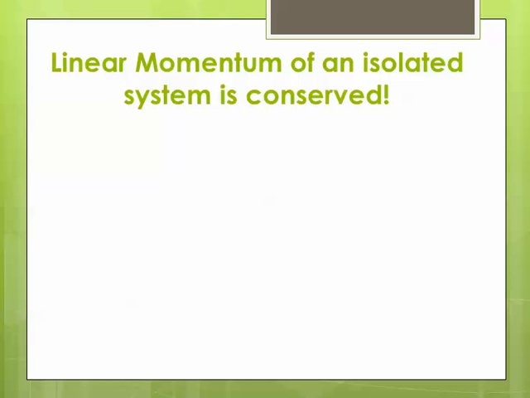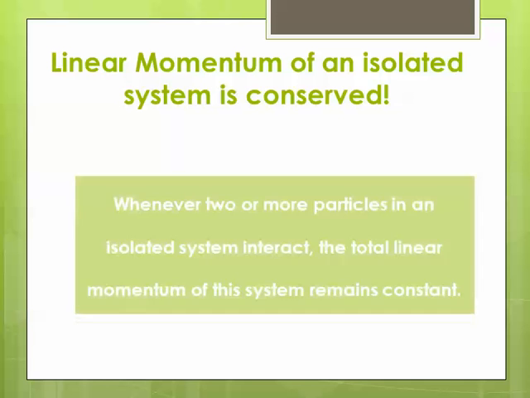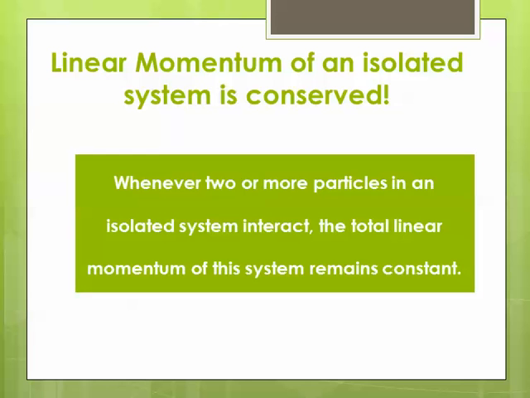Now we must learn that the linear momentum of an isolated system is conserved. Before, we had only been considering the linear momentum of one single particle, or just one object. However, now we are going to consider the linear momentum of an isolated system, like two or more objects which are interacting. An isolated system is something that doesn't interact with anything outside. Whenever two or more particles in an isolated system interact, the total linear momentum of this system remains constant.